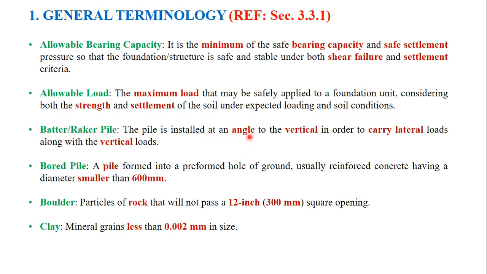The pile is installed at an angle to the vertical in order to carry lateral loads along with the vertical loads. So, if the pile stands straight in the vertical direction, its lateral load carrying capacity is less. But if the pile is bent at an angle to the vertical, then the lateral load carrying capacity gradually increases, and this bent pile, or angular pile with the vertical axis, is known as batter pile or raker pile.